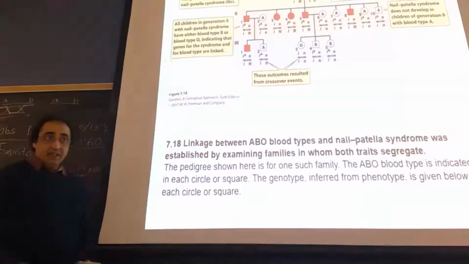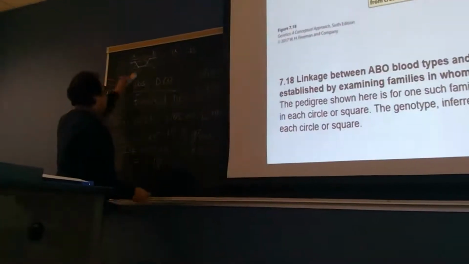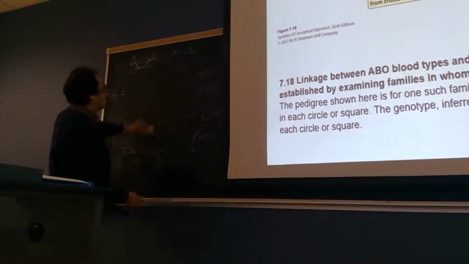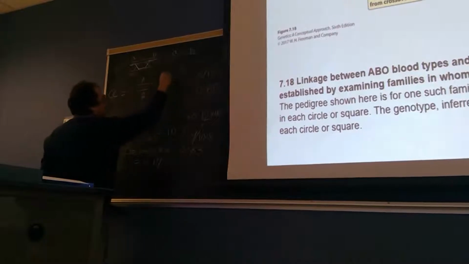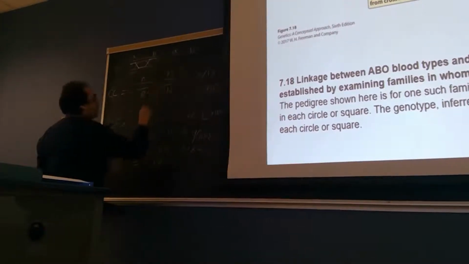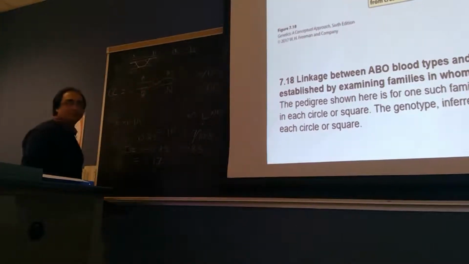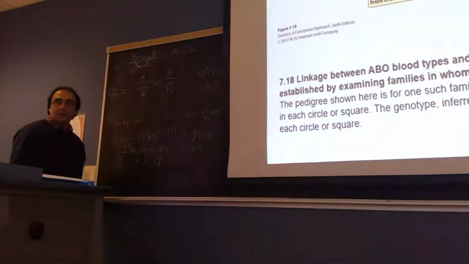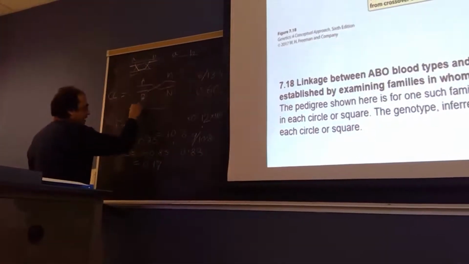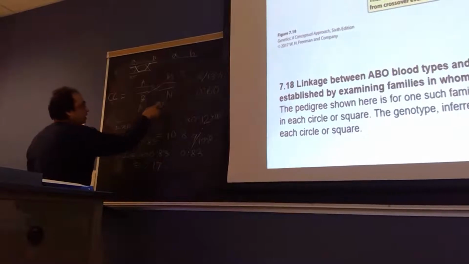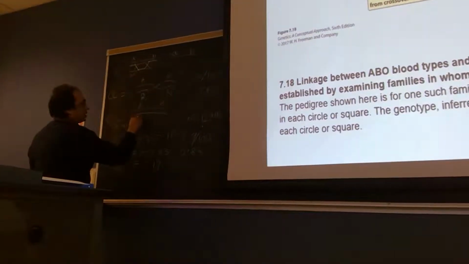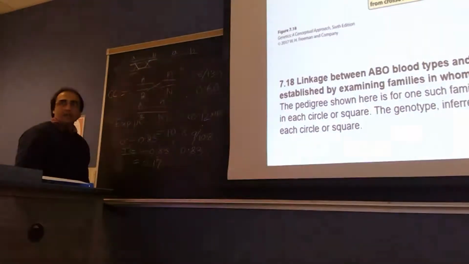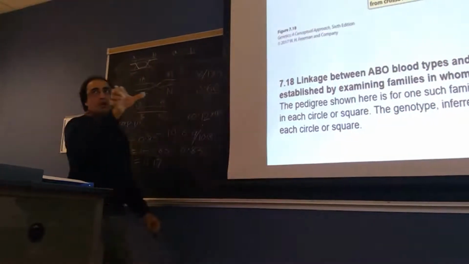If these 2 genes are separated, that is separate segregation. So A and B in one gene and nail patella in another gene, and we can have all these combinations. If it is linked, either this way or this way, then this chromosome will go together.